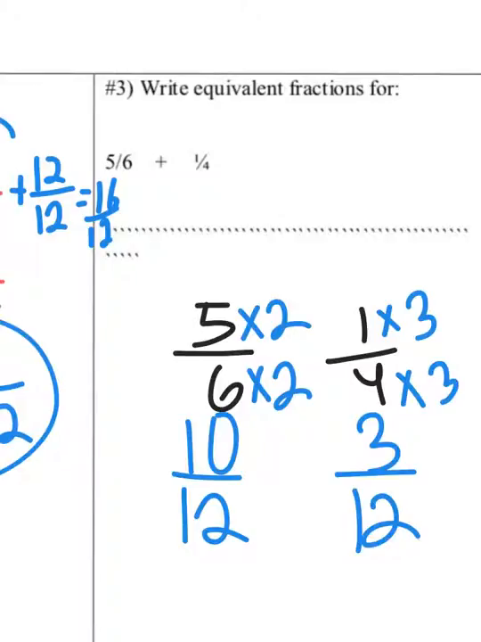5/6 is equivalent to 10/12, and 1/4 is equivalent to 3/12. And that's the end of episode number 12.